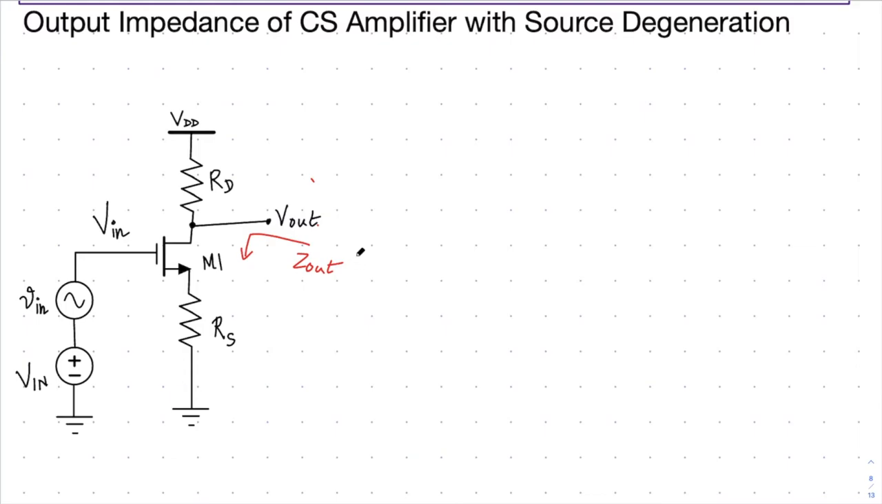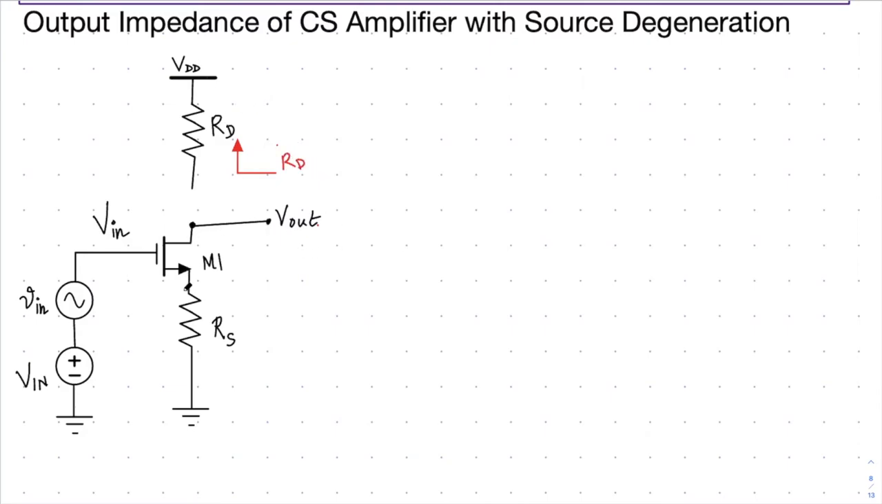To find out this output impedance, this Z out, or whatever is the impedance looking inside this node V out, let's try to split this impedance into two parts. Okay, so I have the two impedances here. One impedance is looking upward, which is basically the RD. The impedance looking upward is definitely the RD.